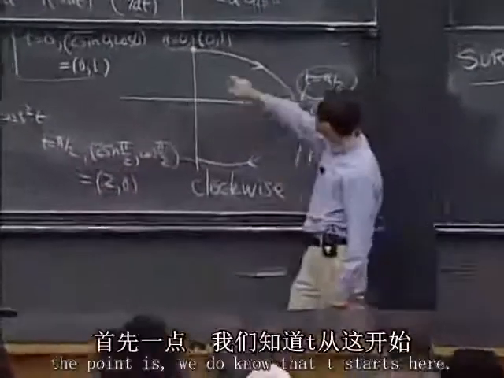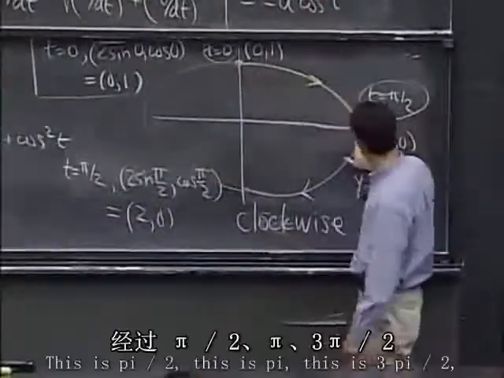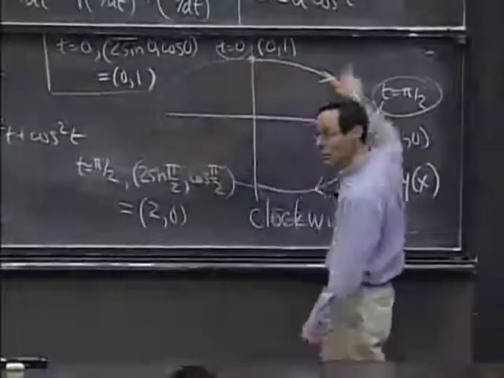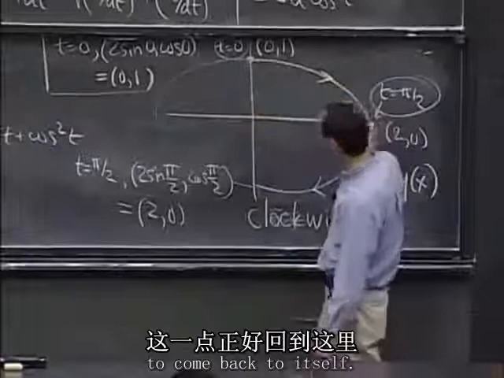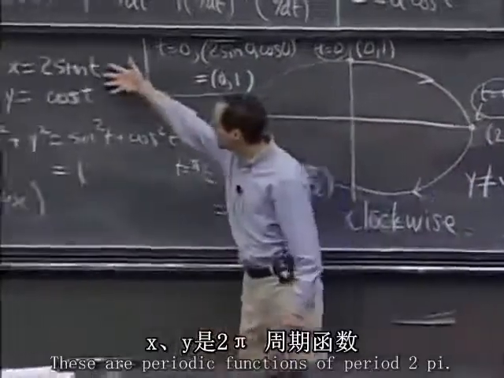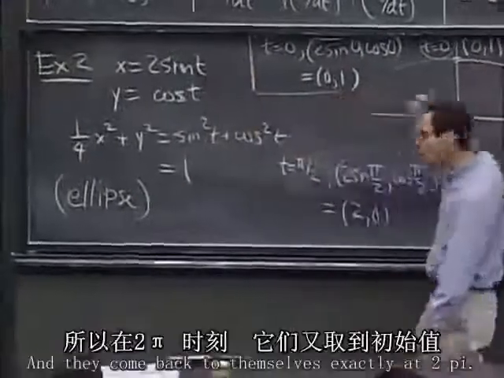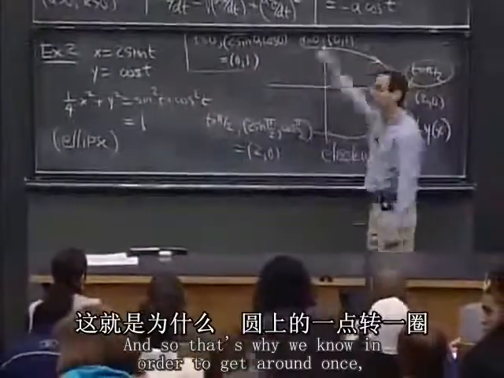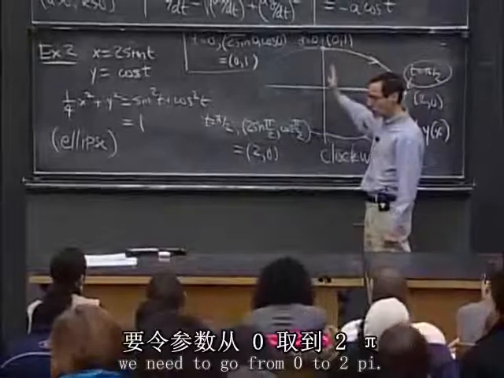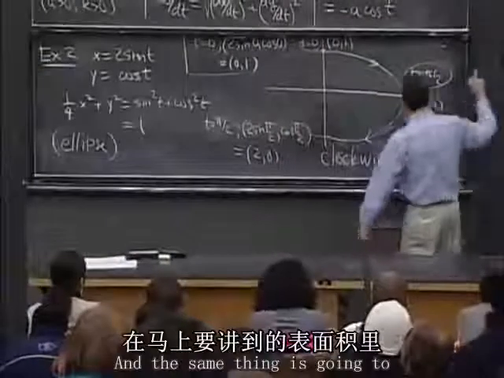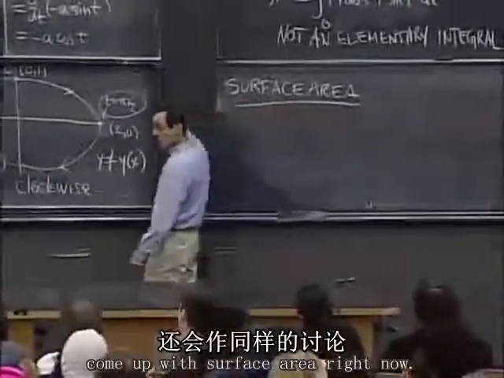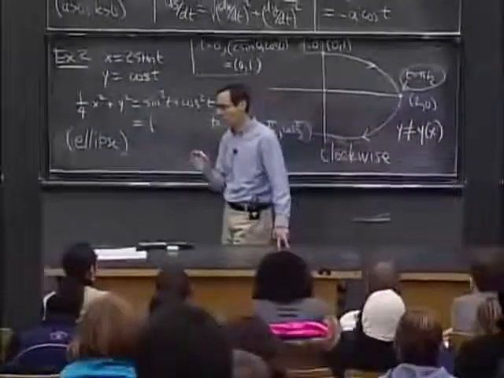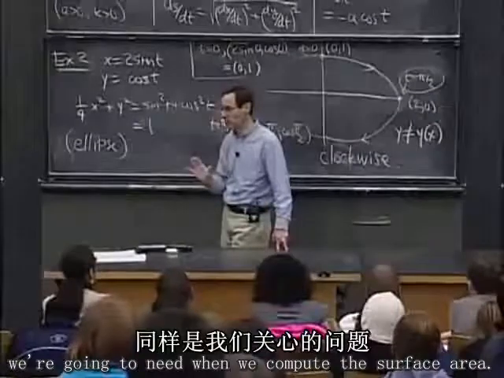The point is, we do know that t starts here. This is pi over 2. This is pi. This is 3 pi over 2. And this is 2 pi. When you go all the way around once, it's going to come back to itself. These are periodic functions of period 2 pi, and they come back to themselves exactly at 2 pi. And so that's why we know in order to get around once, we need to go from 0 to 2 pi. And the same thing is going to come up with surface area right now. That's going to be the issue, what range of t we're going to need when we compute the surface area.